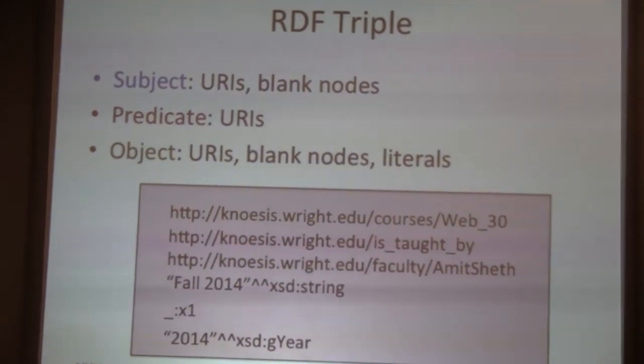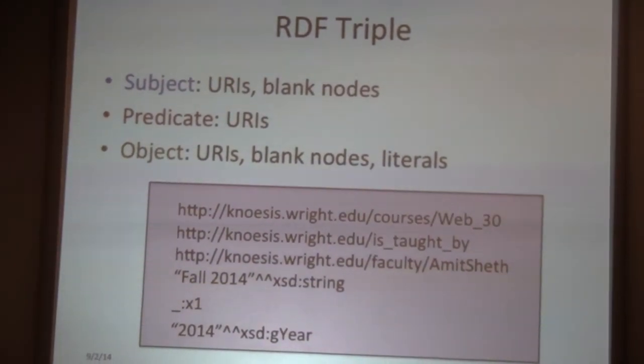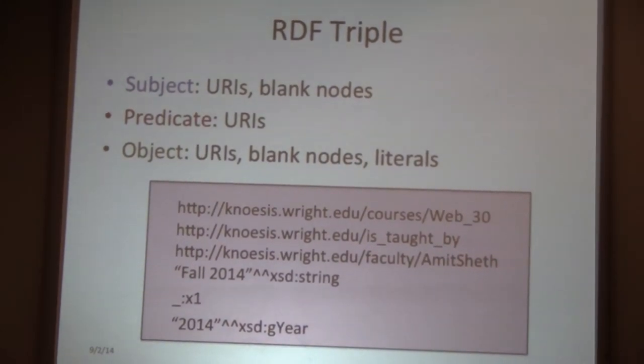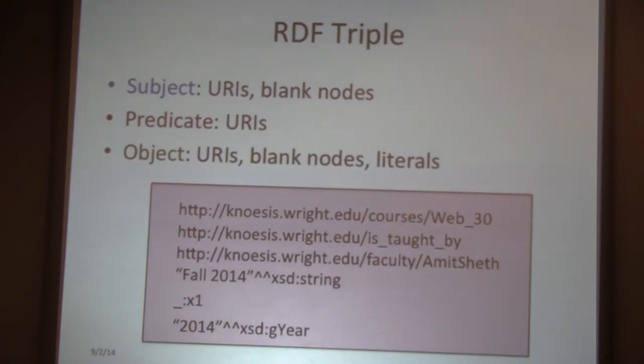Why should the predicate not be a literal? For the predicate, it cannot be a literal, because if it is a literal, then you wouldn't know, since the predicate usually specifies the properties, attributes, or the relationship between that resource and other resources, right?